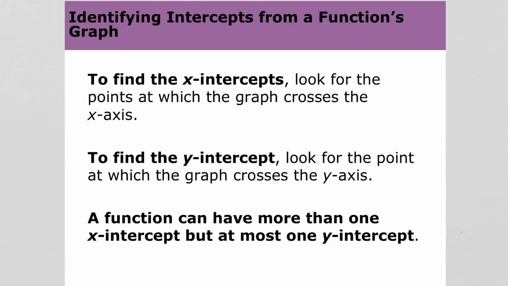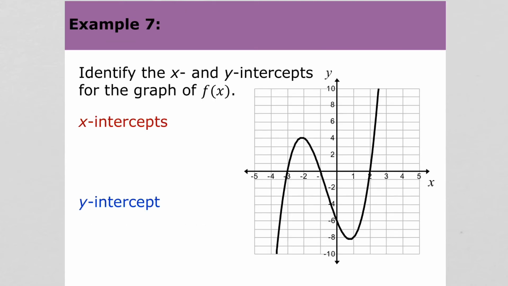And then, how do you find x and y intercepts from a graph? We've done this before, kind of. Okay, so identify the x and y intercepts for this graph. The x-intercepts are where it crosses the x-axis. So here's one at negative 3, 0. Here's another one at negative 1, 0. And then the last is over here at 2, 0.